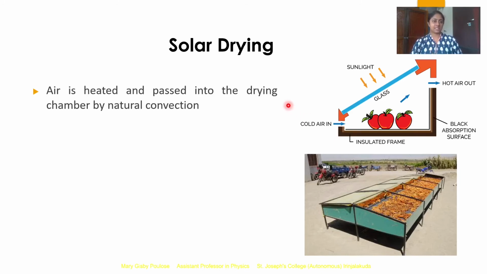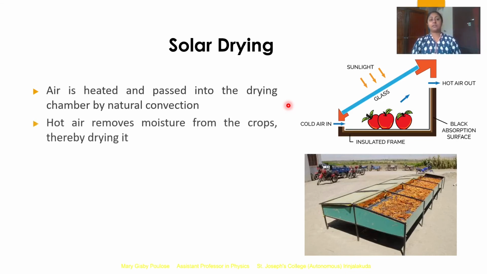Air is heated and passed into this drying chamber by natural convection. Now what do you mean by natural convection? That is, when air becomes hot, it rises up and it moves upwards. So the cold air will fall downwards and the cold air again becomes hot, it starts to move up. So it moves in a cycle. This is called natural convection.